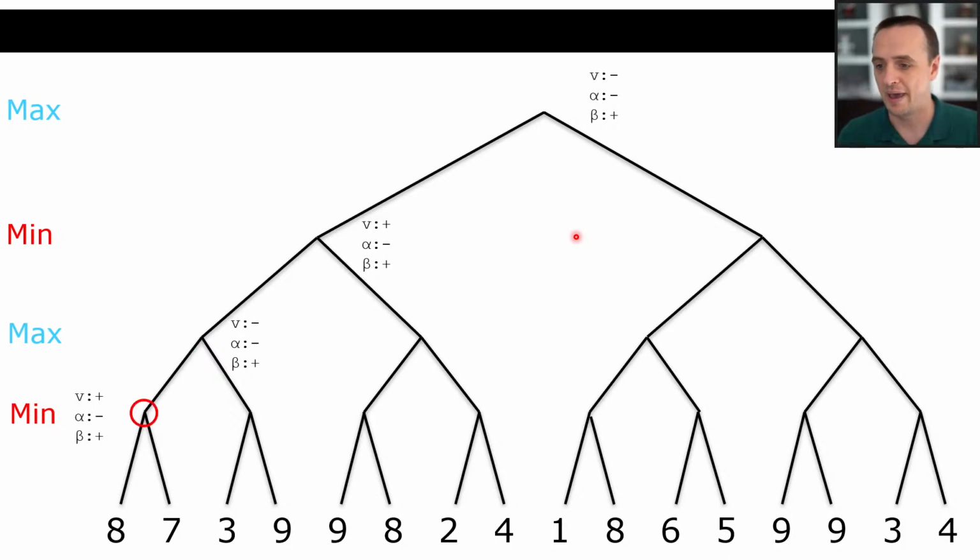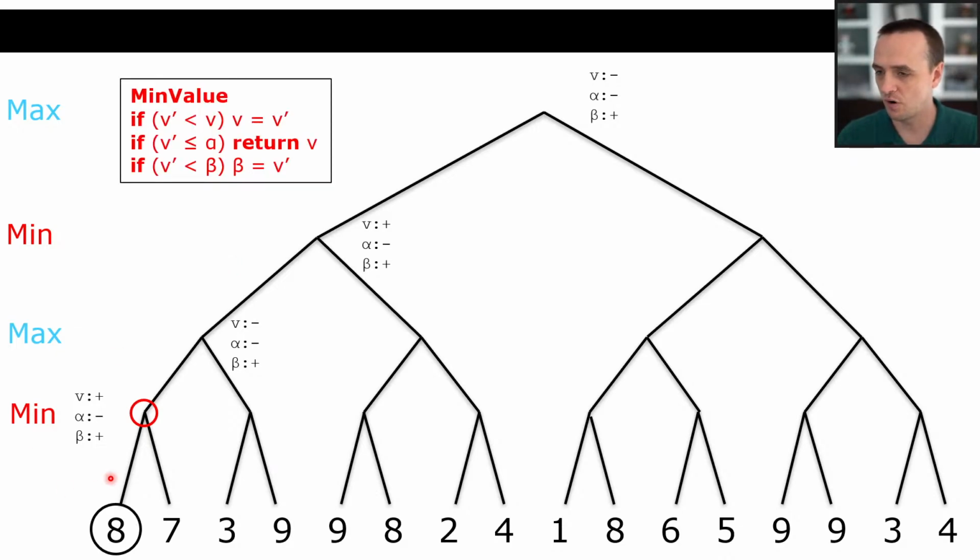And now again, max calls min. But now I am at an evaluation node down here. So here, for your viewing pleasure, is the MinValue algorithm. It's going to look at these and do the following. Here's my v prime, 8. My v is currently positive infinity. My alpha is negative infinity. My beta is positive infinity. Here's what the algorithm says: if the new value is less than the old value, then set it as the old value. So that's what I'm doing. I'm going to set that.